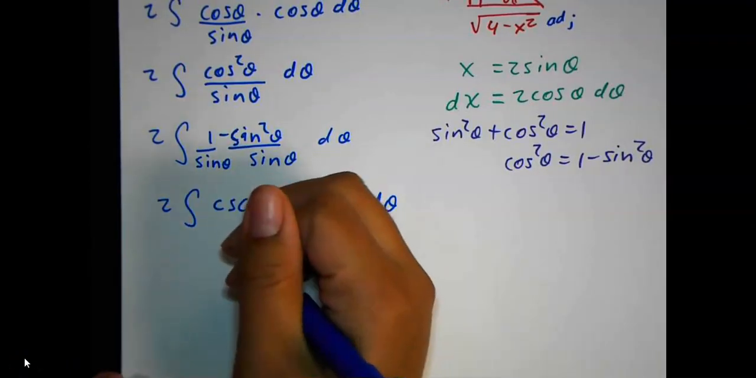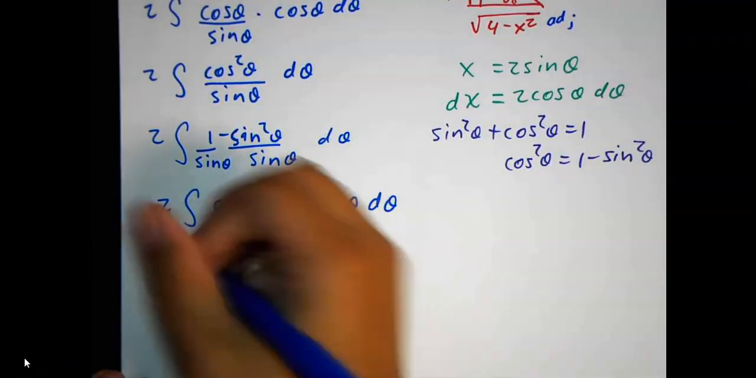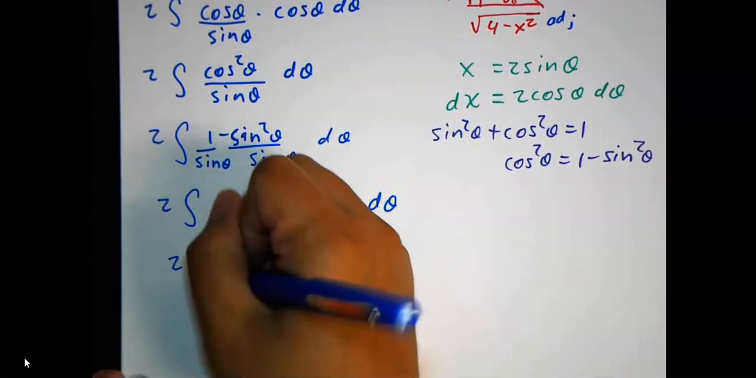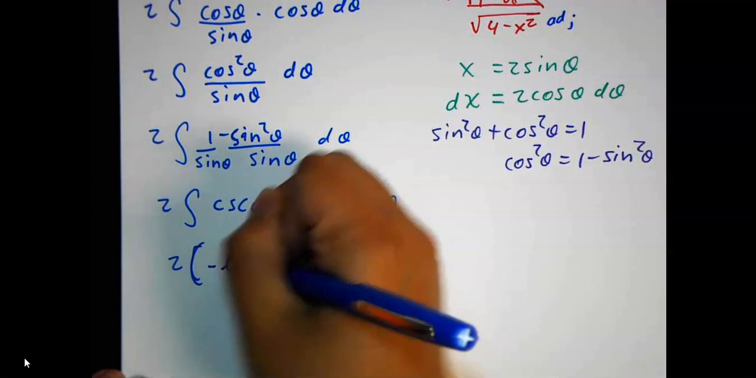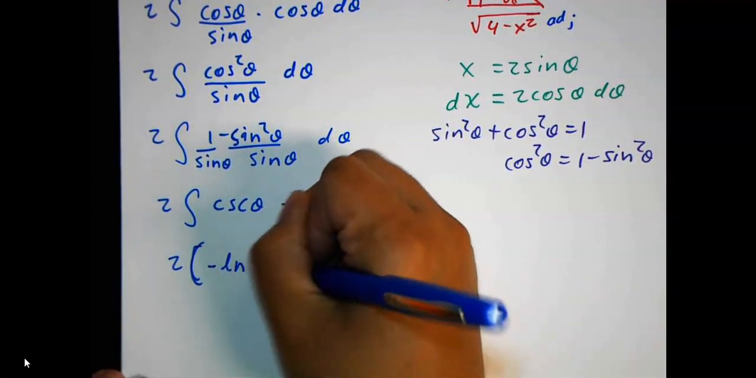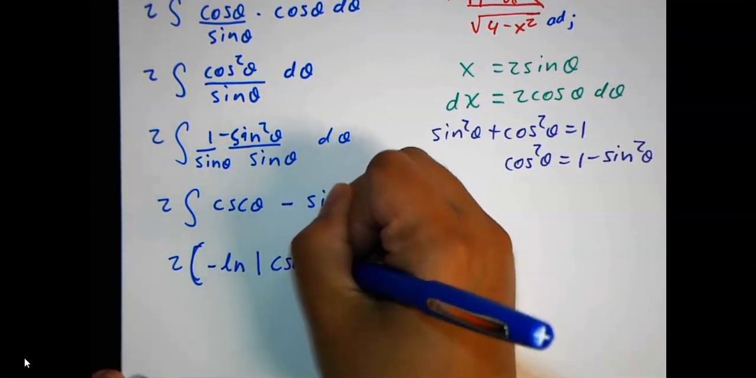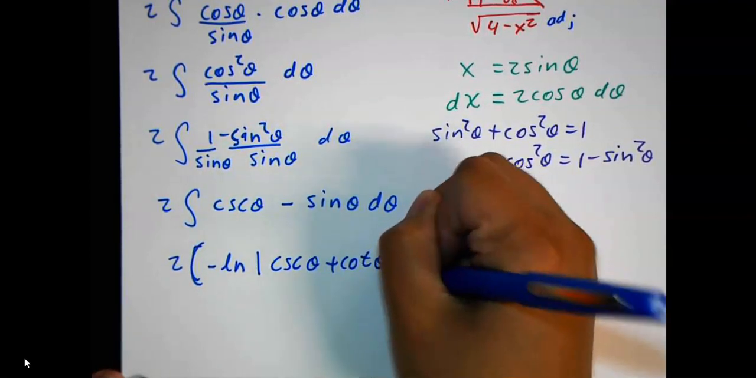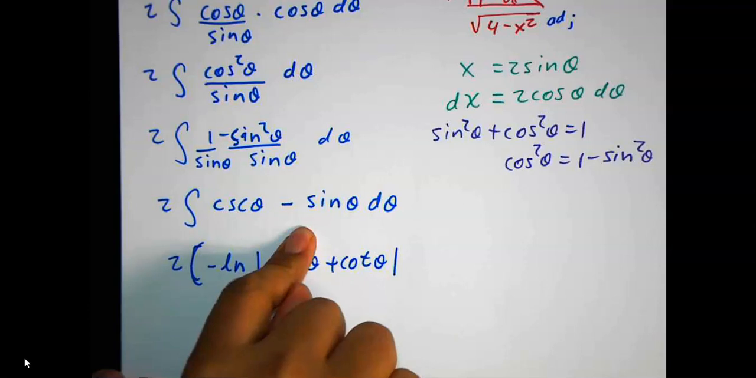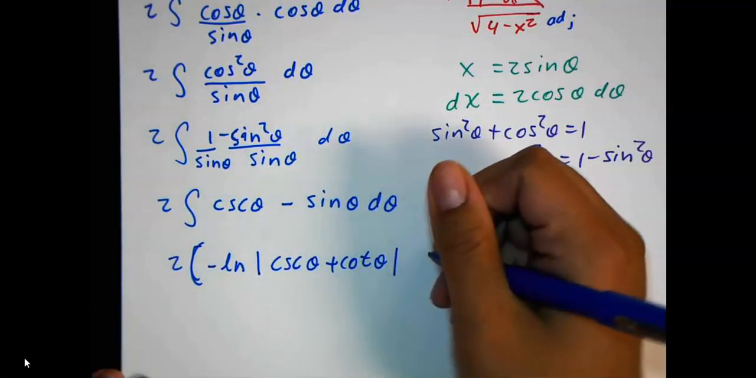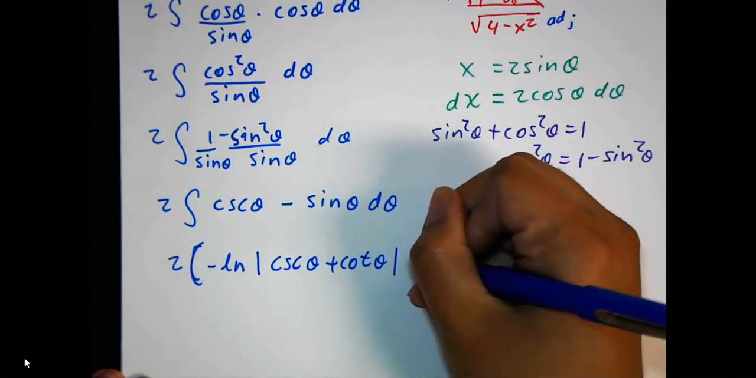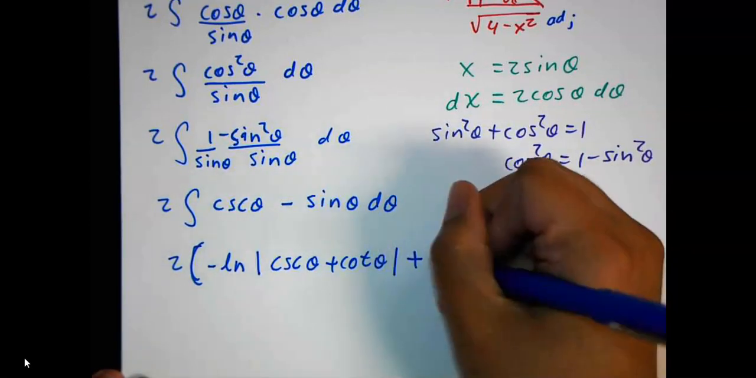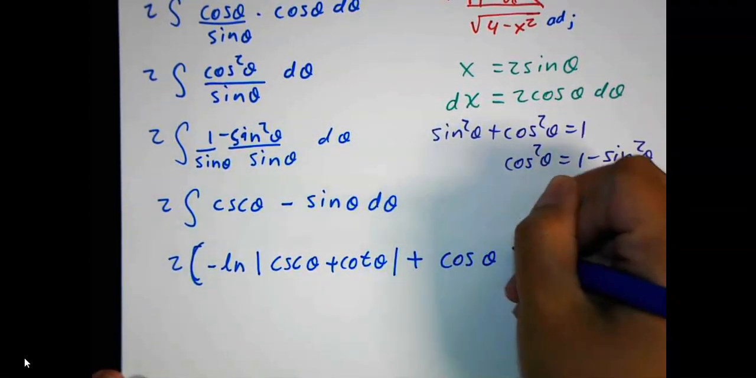The integral of cosecant is negative ln of the absolute value of cosecant of theta plus cotangent of theta. The integral of sine is negative cosine, so negative and negative becomes positive cosine.